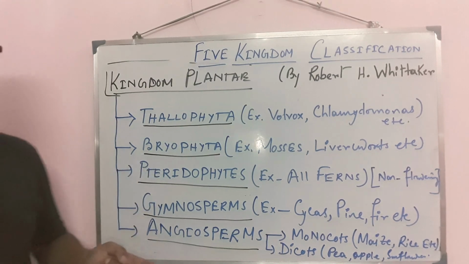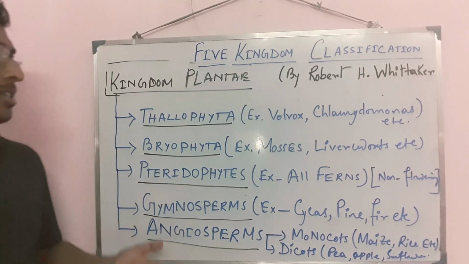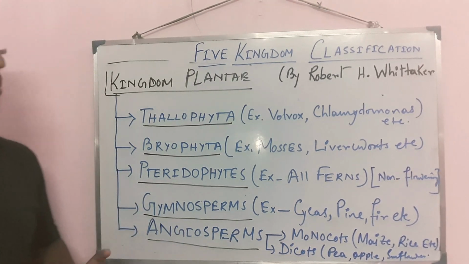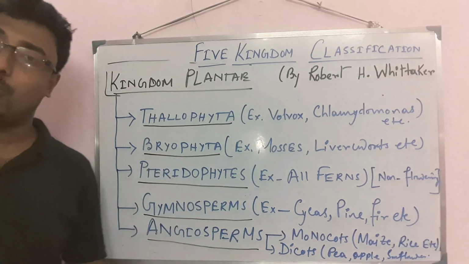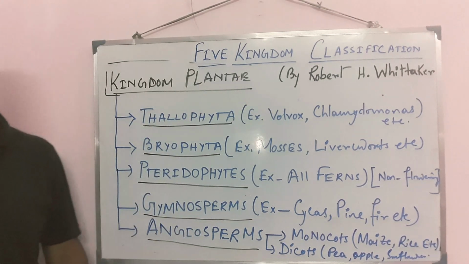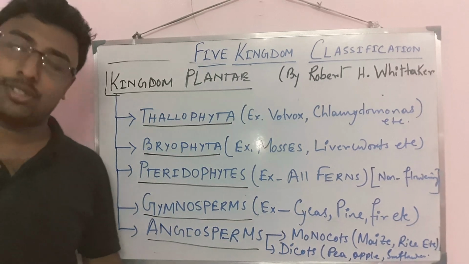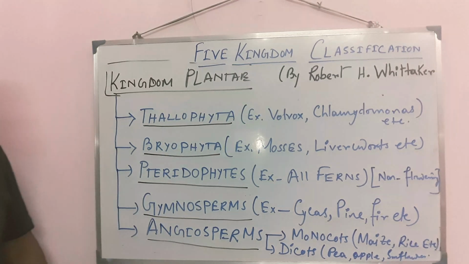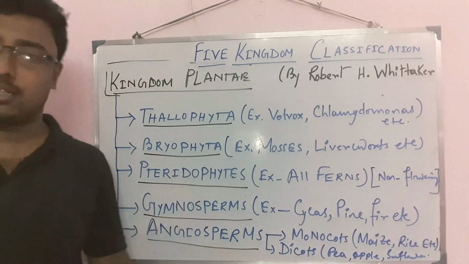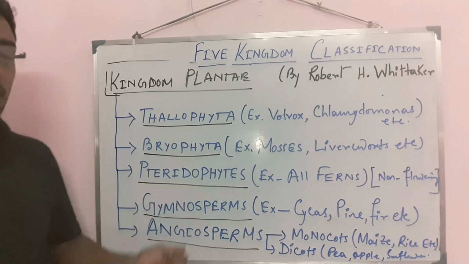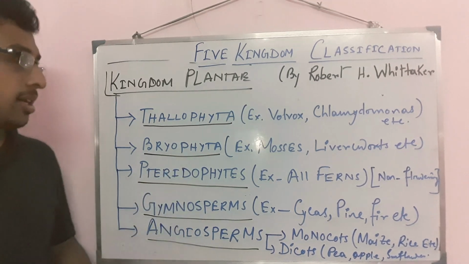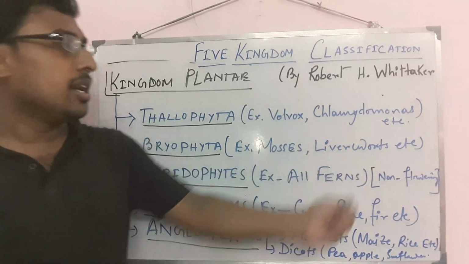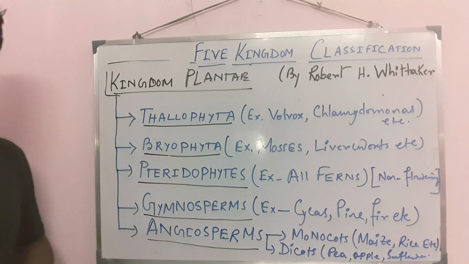Similarly, the second group under kingdom Plantae is bryophytes. Bryophytes have leaves and stems, but a proper structure of root, or a well developed root, is absent in their body. They have false root-like structures in their body. In bryophytes these are known as rhizoids. They are also autotrophs. Examples are the mosses, liverworts, etc. These are the examples of bryophytes.